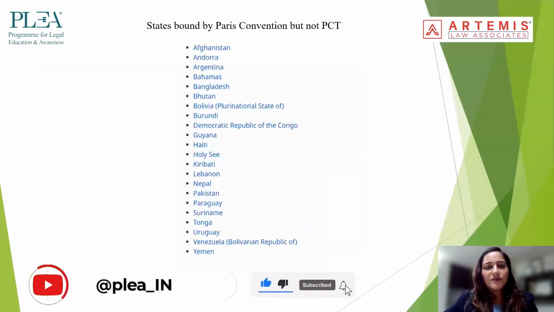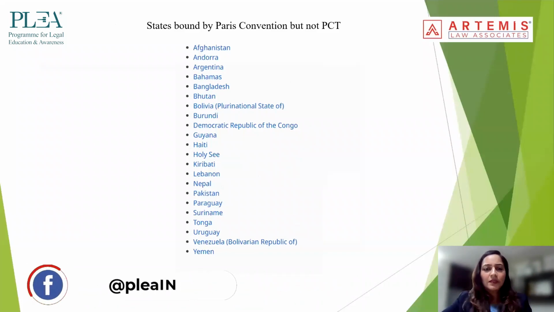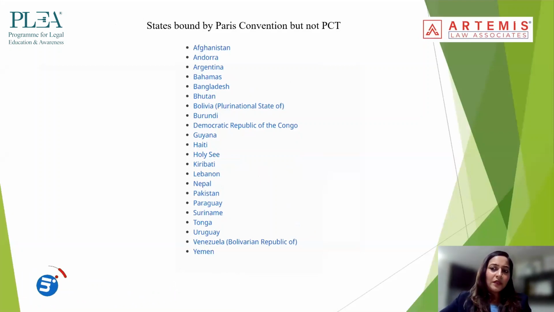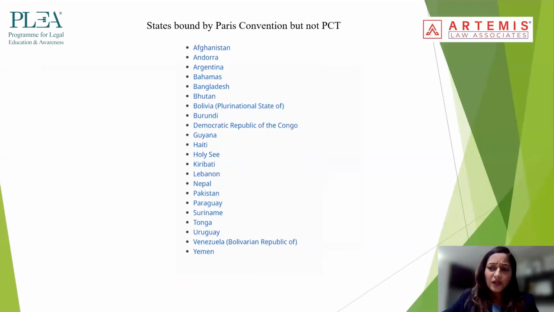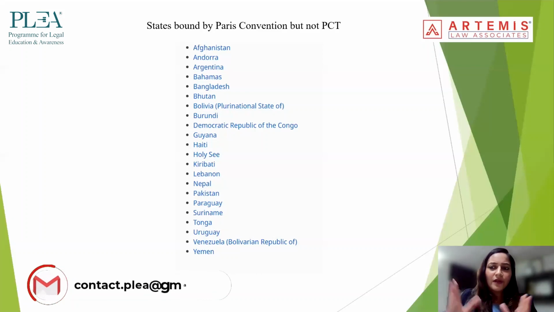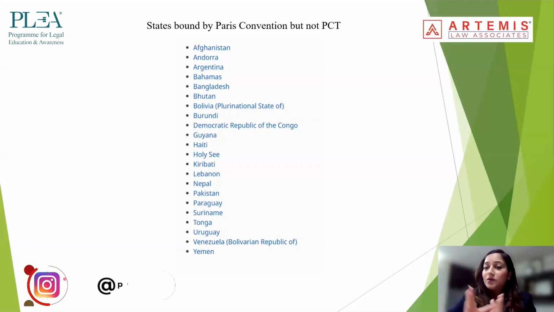So these are the countries which are bound by Paris Convention and not PCT. If you can just see the list, they are members of the Paris Convention, but they are not members of PCT. The point of the matter is, tomorrow if you decide to file, for example, a patent application in Lebanon, you might think I have 31 months to file it in Lebanon after filing PCT, but sadly, Lebanon is not a part of PCT.